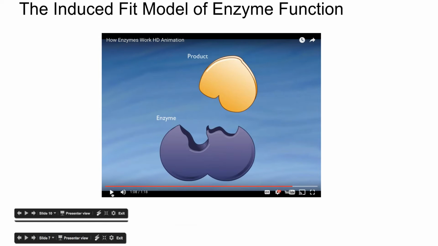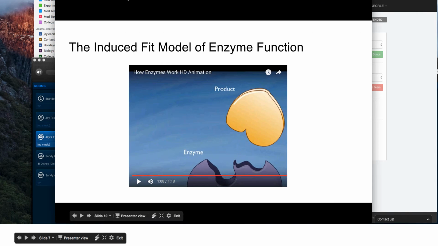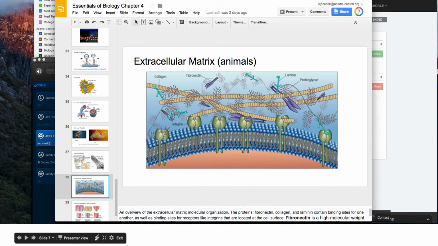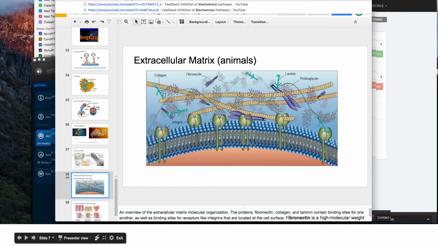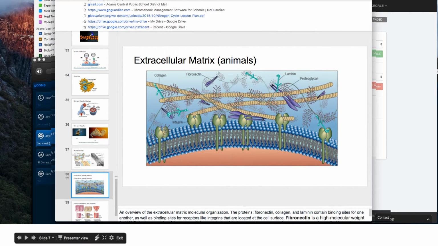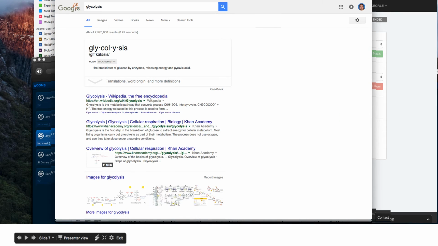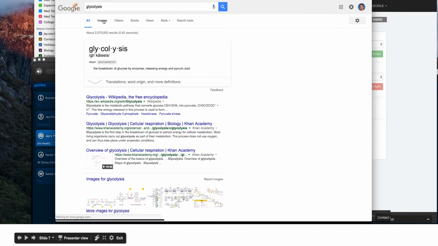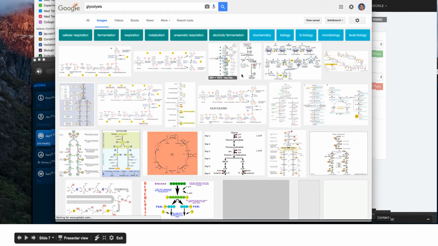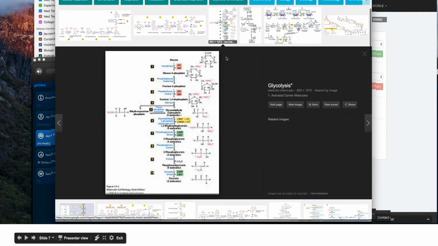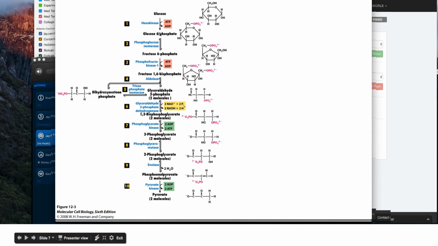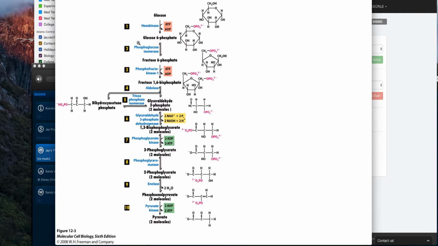If I just pulled up a random picture here, I should have done this earlier, of a biochemical pathway. Actually, let's look at glycolysis. That's something we're going to be talking about again here soon. Let's get a somewhat complex one like this one. It's not too bad though. Here are the steps involved in breaking down glucose.